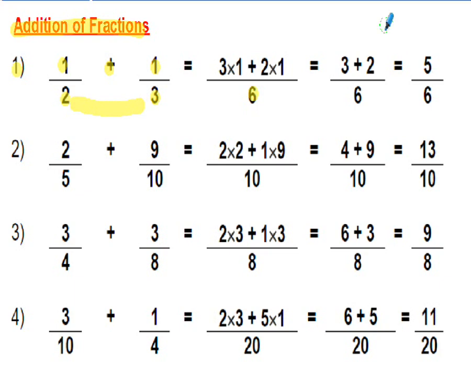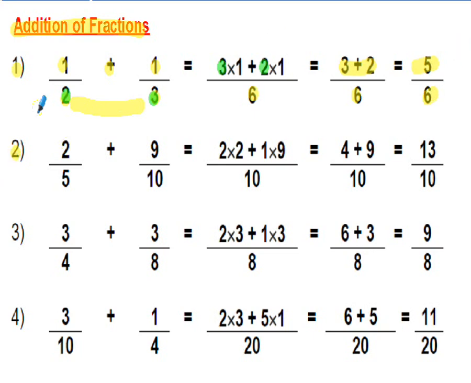We then say, how many times does 2 divide into 6? It goes 3 times. So we multiply the 1 in the numerator by 3. We then say, how many times does the 3 divide into the 6? That goes twice. So we multiply by 2. Simply applying our BODMAS on the top line, we end up with 3 plus 2 divided by 6. That simplifies to 5 upon 6.